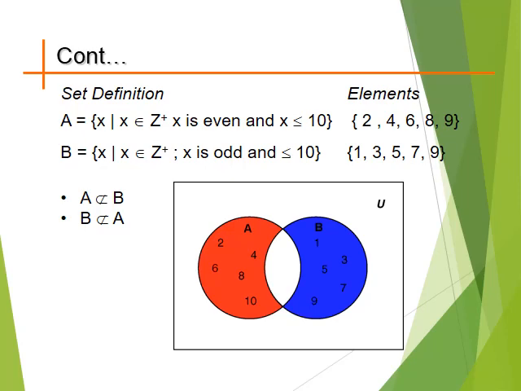Here we can see that A is not a proper subset of B because A is not contained in B, and B is not a proper subset of A because B is not contained in the set A, right? Okay.